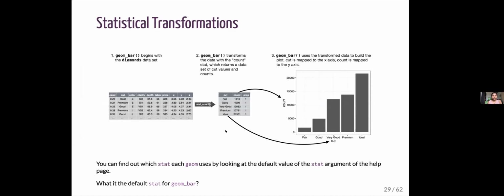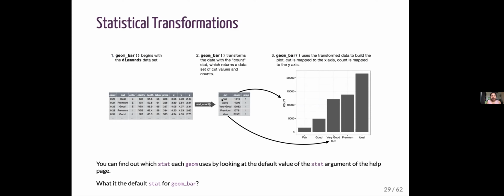What is actually happening under the hood here? So here is a representation of that. For example, in our diamonds data set, this is a snapshot of the data set: carat, type of cut, color, clarity, depth, price. So this is the data set that ggplot has. It transforms the data with the count stat, which means the count algorithm, which returns a data set of cut values and counts. It applies the stat count algorithm on its own, because we asked for the bar plot geometry. And this is its interim data frame that it generates. This is happening under the hood, so we don't see it. What we see is the output.